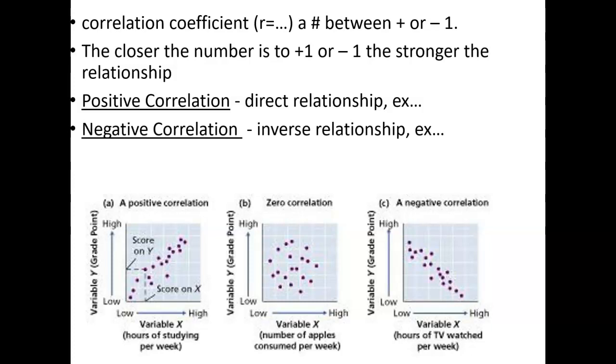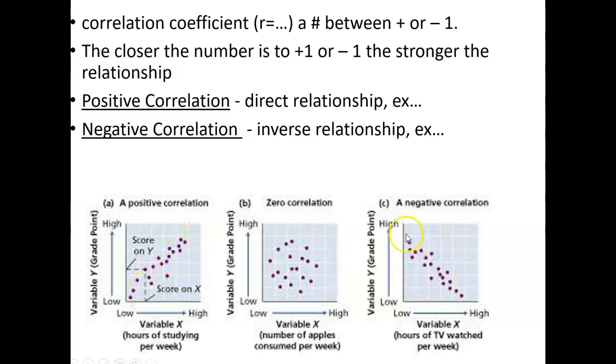So the difference between a positive correlation is that there's a direct relationship between the two variables. So if we take a look here at this one, hours of studying per week and grade point, we see a positive correlation. That is, as one variable goes higher, the other goes higher, and the direction of the scatter plot will be upwards and to the right.